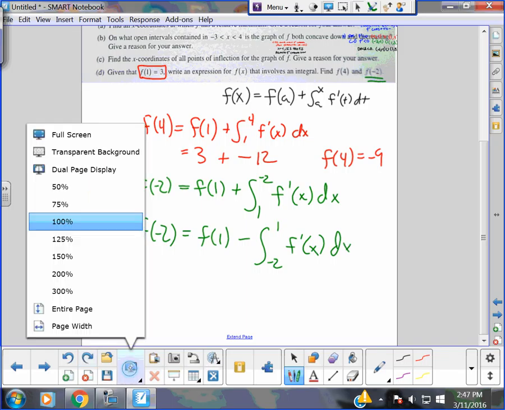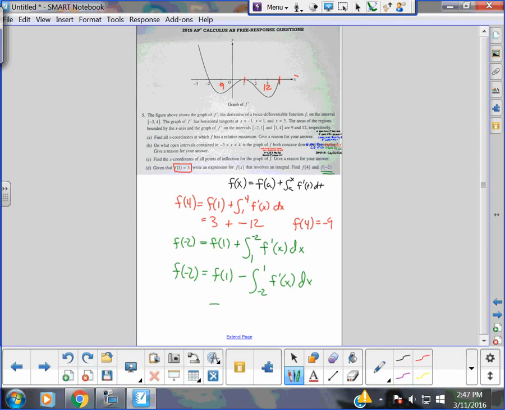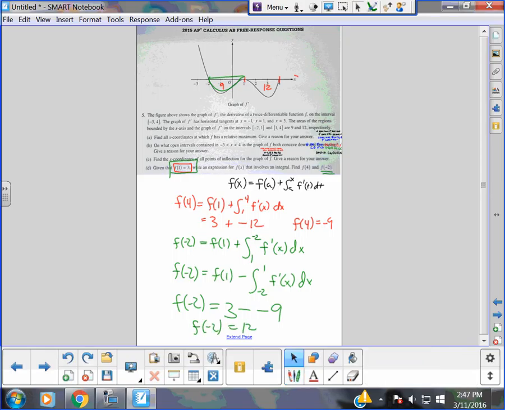Going full screen, entire page, we know f of 1 was a given condition of 3, minus the area under the curve from negative 2 to 1. The area is 9, but it's below the curve, so it's negative 9. I get f of negative 2 equals positive 12. That's the answer to these questions. Again, this takes practice, so we're going to do a lot of practice problems with this going forward. We only have a little bit of the textbook left, and this is what starts tying together all our rules.